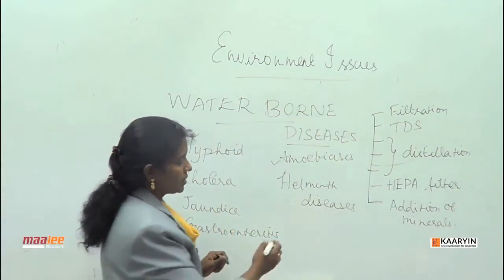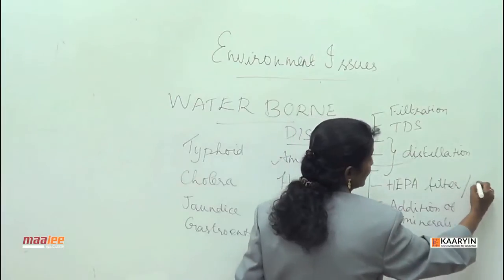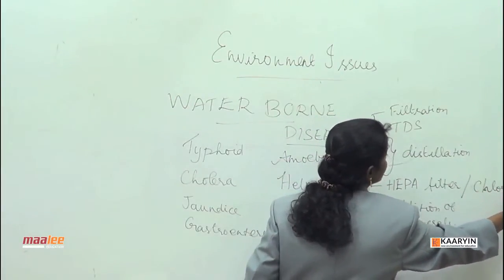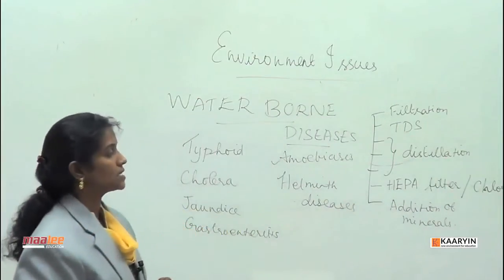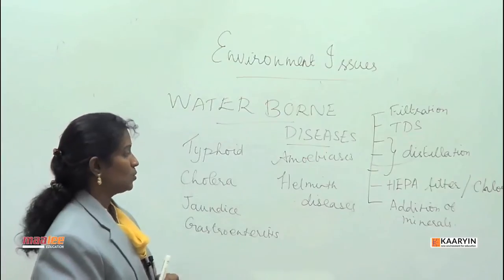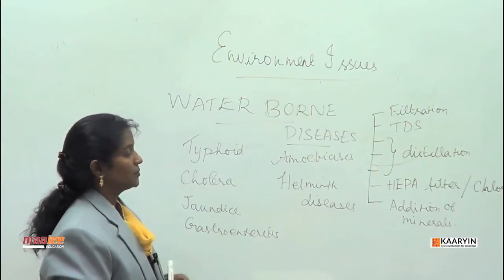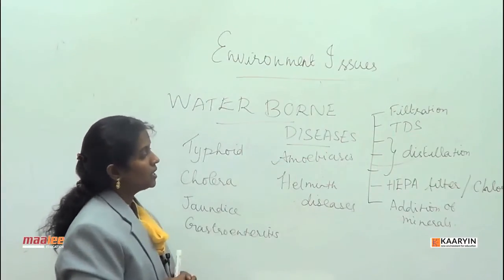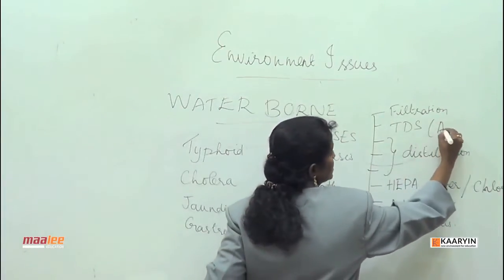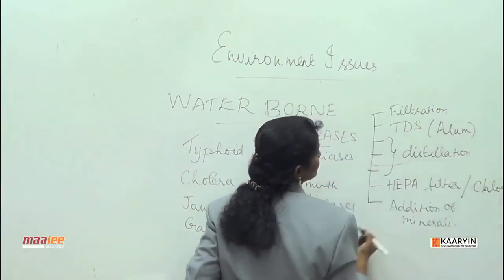In the water supplied by the government, the TWAD board uses chlorination instead. So they do not perform all the 7 steps. However, after filtration and TDS removal, they just add chlorine and then dispense the water to the domestic system. So chlorination is being performed. For TDS removal, they use alum. Alum is generally used for removal of TDS.